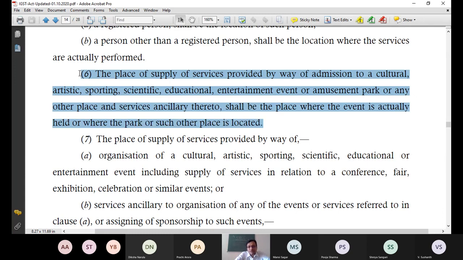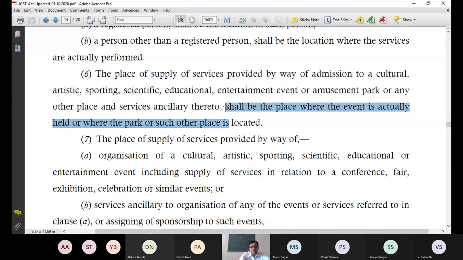Subsection 6 of section 12, the place of supply of service provided by way of admission to a cultural, artistic, sporting, scientific, sporting cricket stadium, when you go and purchase tickets to watch the cricket. When you go to purchase tickets to watch race, car racing, sporting events, scientific events, educational events, entertainment events, dance competition, music shows, singing shows, or amusement park. In Mumbai also, when you go and visit any amusement park, maybe in Gurugram or any other place, and the services ancillary thereto, that means all services related to this admission shall be the place where the event is actually held or where this park is located, whatever is the case.